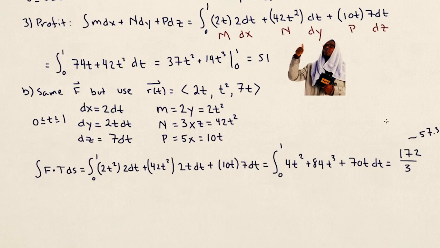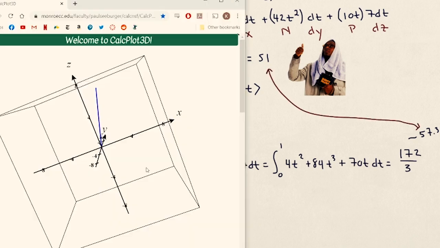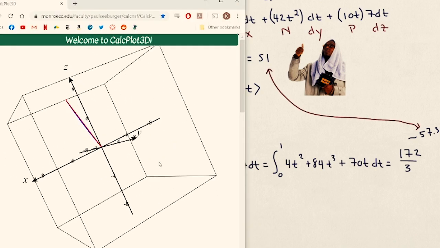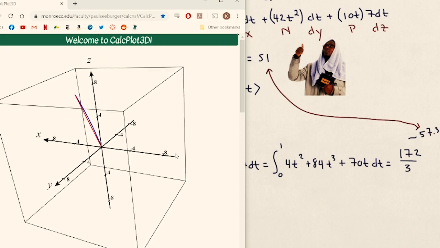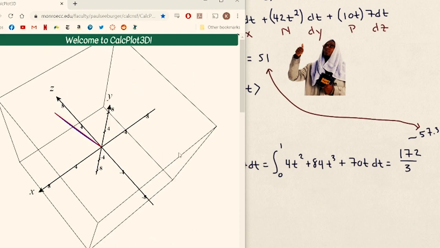I got about 57.3. So it was more work to move the particle along the curved path than it was to move it along the straight line path.